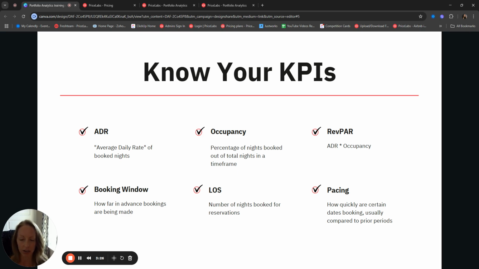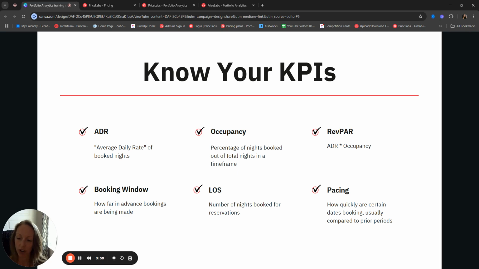A high ADR is not necessarily a good thing. You might have low occupancy, and that might mean that you're priced too high. You might have a high occupancy. That's not necessarily a good thing. That might mean that you are overbooked and you are leaving money on the table because you're not pricing high enough. So RevPAR is really great because it gives you the balance of those two KPIs, ADR and occupancy.